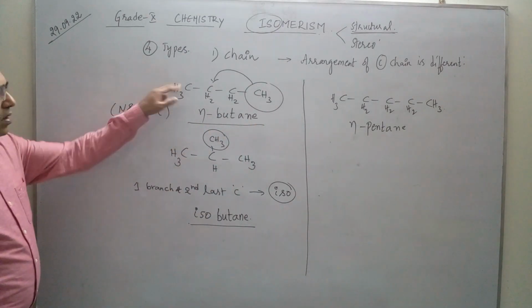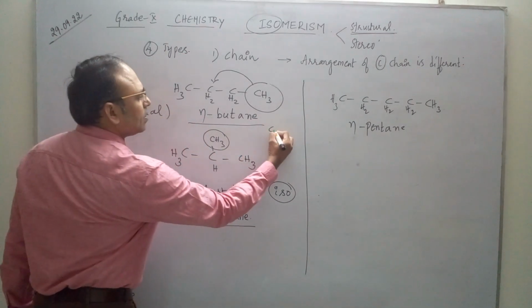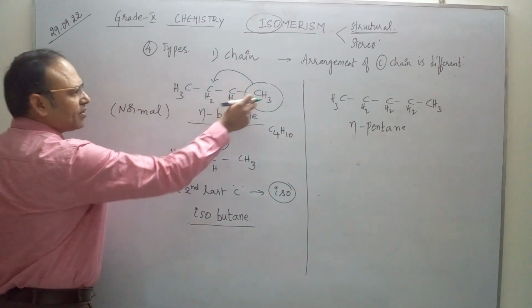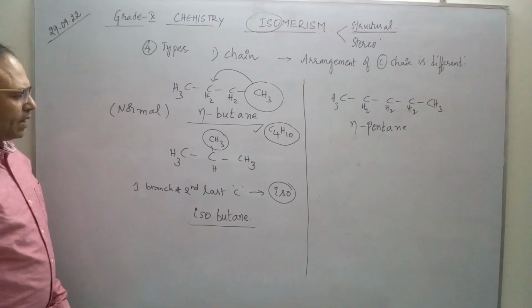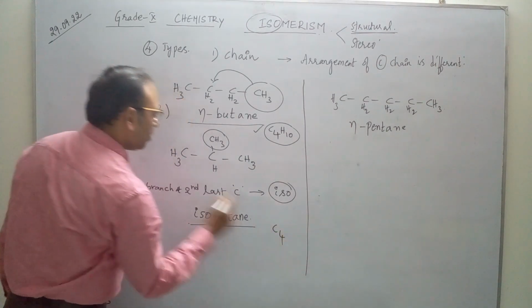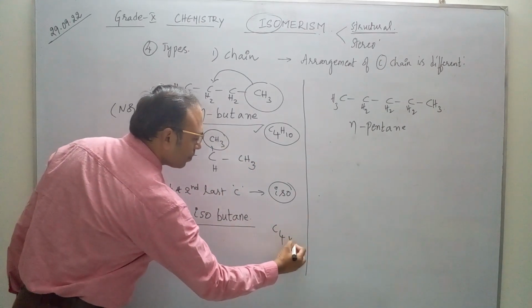Now consider the molecular formula for these two. What will be the molecular formula? That is C4H10. Molecular formula of N-butane is C4H10. Now what is the molecular formula of isobutane? Again 4 carbons, hydrogens 3, 6, 9 and 10.